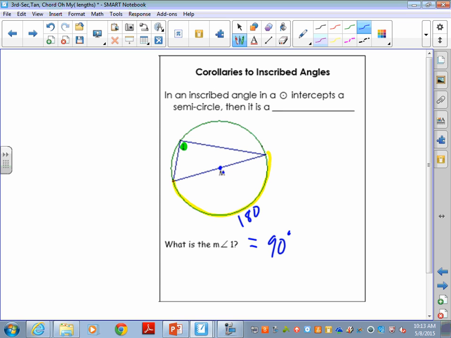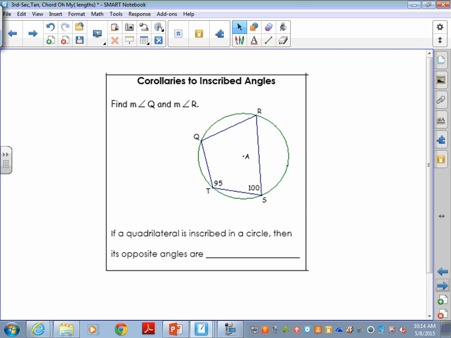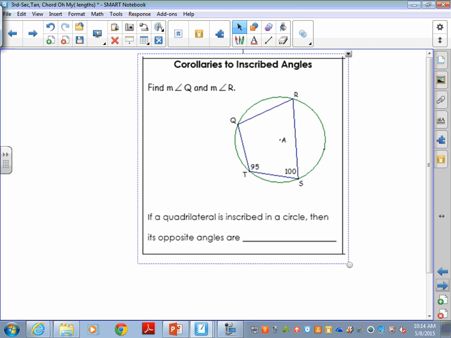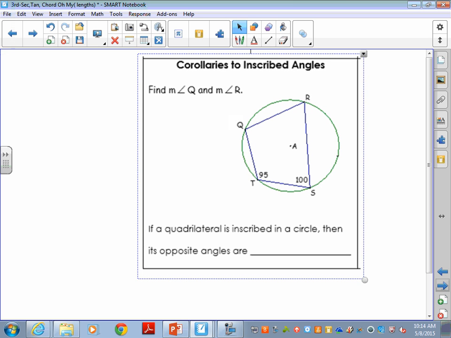So if you have an inscribed angle in a circle, and the intercepted arc is a semicircle, half a circle, then it is a right angle always. Okay? So if we have an intercepted arc that is a semicircle, then the inscribed angle is going to be a right angle. 90 degrees. All right, now, so you can see the relationship that happens here.